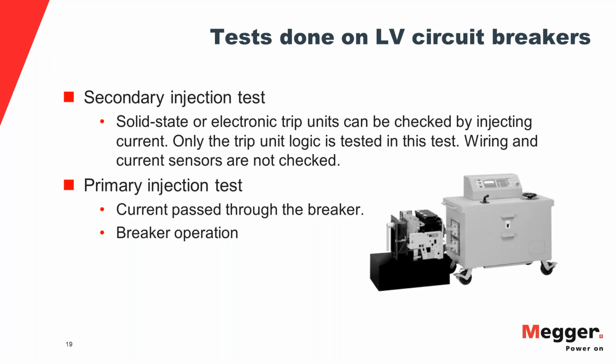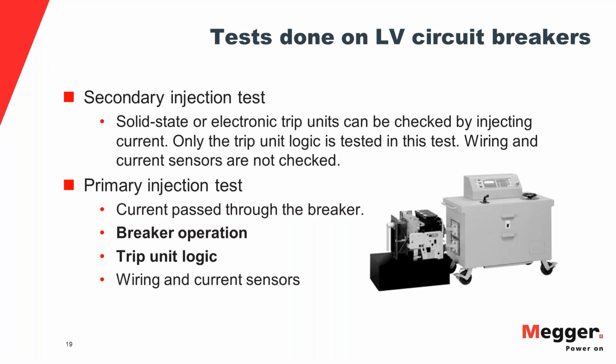When you do a primary injection test, you check the breaker operation and you check the trip unit logic, because you're measuring the trip times and making sure that they are within the tolerance limits given in the time current curve for the trip unit. You're also checking the wiring and current sensors. So this is what I call a complete test.